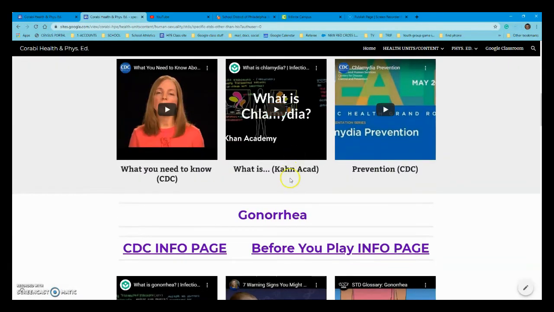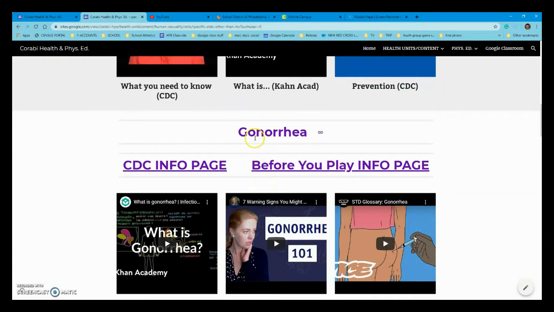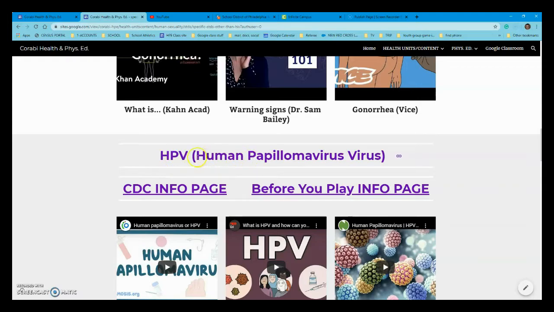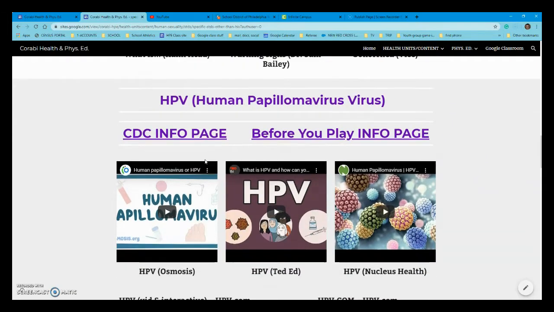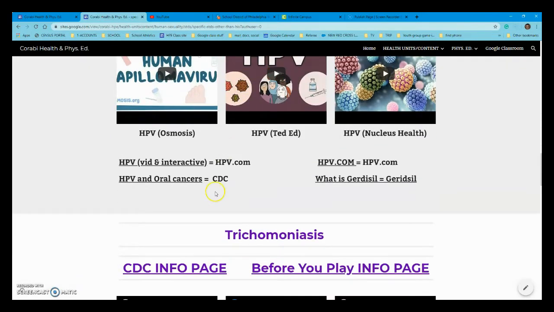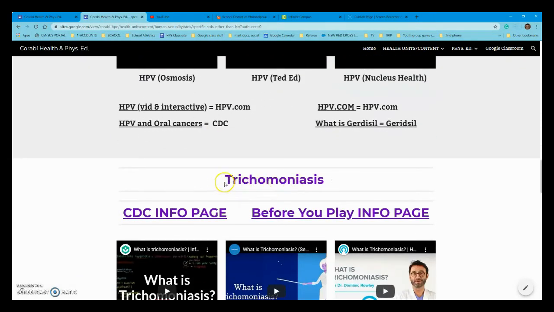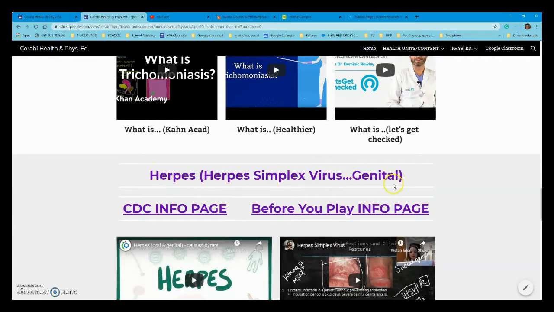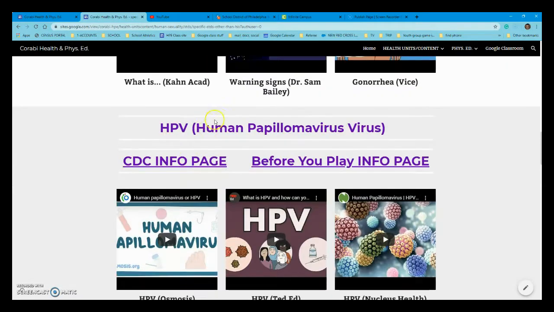As you scroll down, you have chlamydia and gonorrhea, the 2 most prevalent bacteria-caused STDs in Philadelphia. HPV, human papillomavirus, the most prevalent virus-caused STD in the Philadelphia area. Trichomoniasis, the most common STD in the country in some areas, but in Philadelphia it's not as common as chlamydia and gonorrhea and HPV, but it's still common. Herpes, the herpes simplex virus, is the most common virus-caused STD outside of HPV.